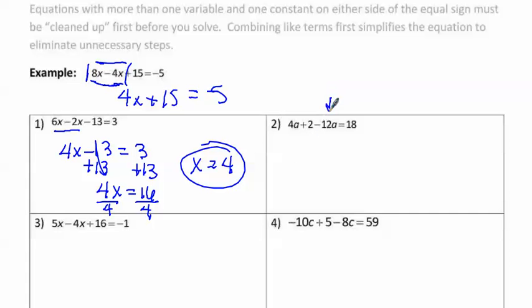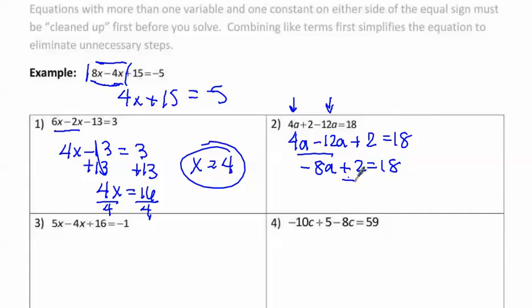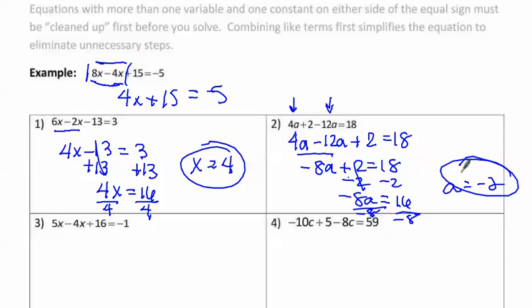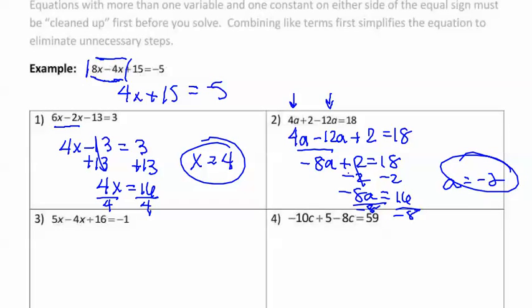Remember, if your terms with the variables are in different locations in the problem, you can rearrange it so they are next to each other. Remember to keep the same sign with it. Now your a's are next to each other. 4a minus 12a, negative 8a plus 2 equals 18. Subtract 2. Negative 8a equals 16. Divide each side by negative 8. A equals negative 2. Circle your final answer.